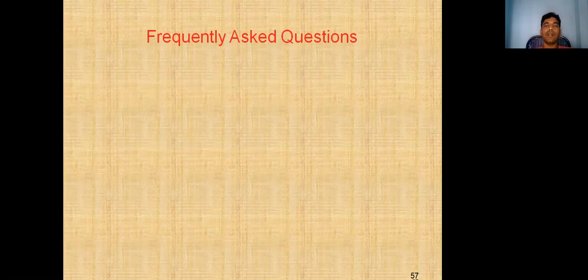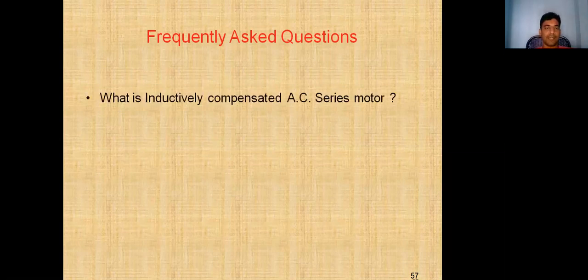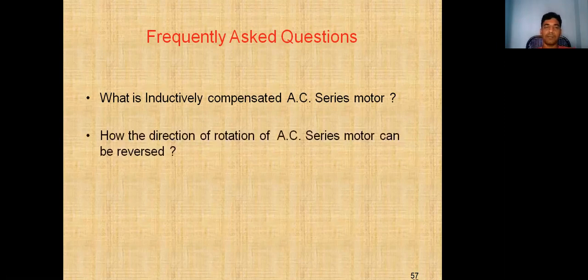Coming to the frequently asked questions. What is an inductively compensated AC series motor? How can the direction of rotation of an AC series motor be reversed?